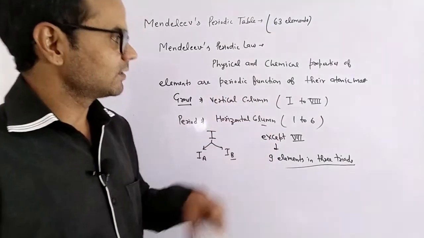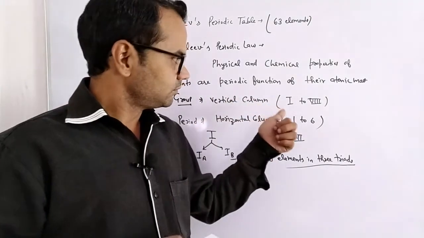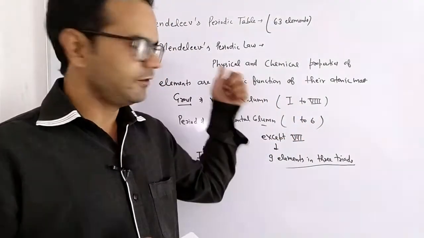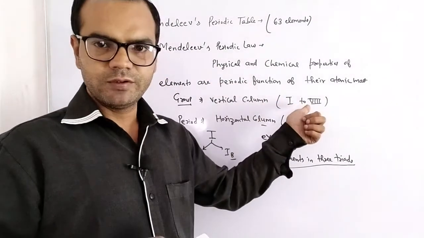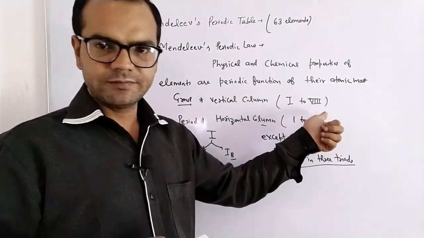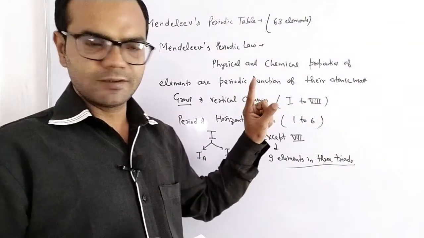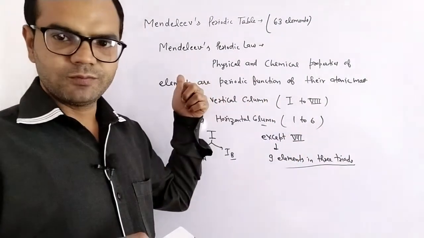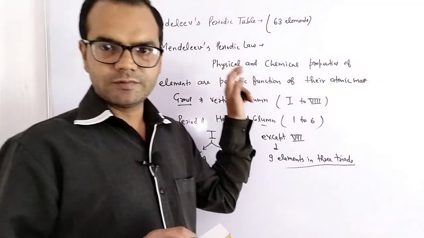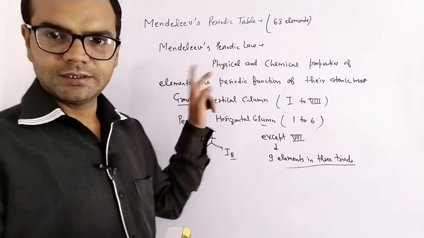So in total we can see we have 16 groups in Mendeleev's periodic table. Groups 1 to 7 are further divided into 2 groups, so total 14 groups. Group number 8 is not further subdivided, it is a single group, the 15th group, and the 0 group of noble gases. So what were the achievements of Mendeleev's periodic table?